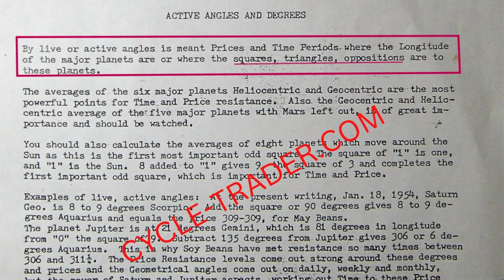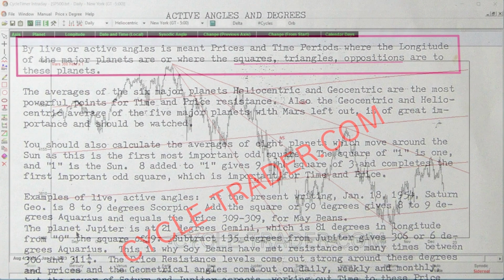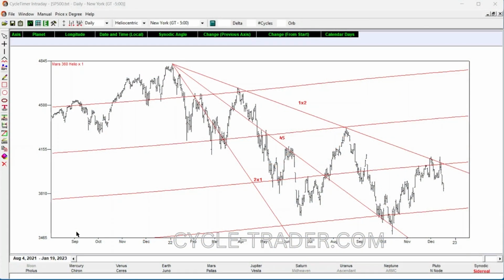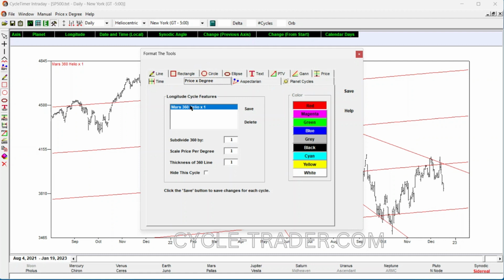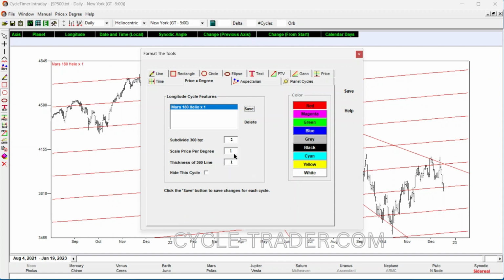Gann's letters also divided the 360-degree price by degree into 180, 120, and 90-degree harmonics. To do this in Cycle Timer, the Tools Format button is clicked and the Price by Degree tab. The Mars cycle is selected and 2 is entered into the subdivide box, effectively dividing the cycle into 180-degree harmonics. If you are interested in the 120 harmonic, enter 3 here. Thickness of the 360-degree line is changed to 2 to easily distinguish it from the 180-degree line. Click Save and close the window.